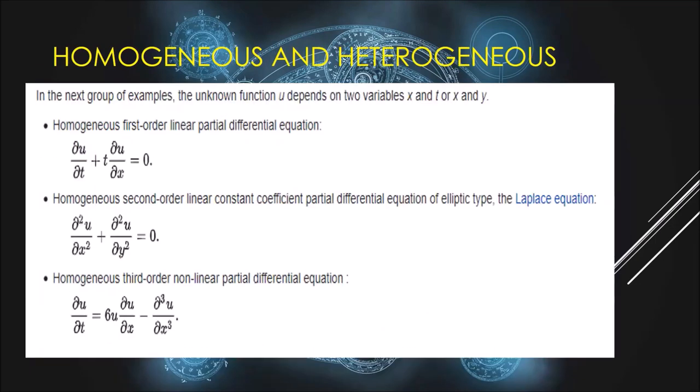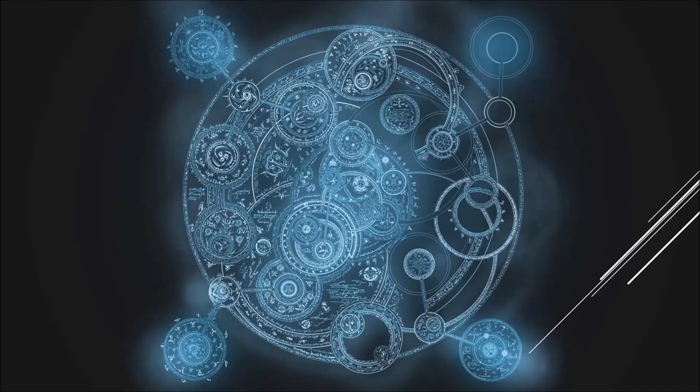In the next group of examples, the unknown function u depends on two variables, x and t or x and y. The first example is a homogeneous first order linear partial differential equation. Again, it is a partial differential equation because its derivatives are partial derivatives. The next example is a homogeneous second order linear constant coefficient partial differential equation of elliptic type, the Laplace equation. The last example is a homogeneous third order nonlinear partial differential equation.